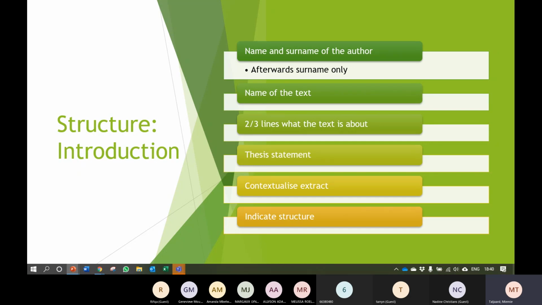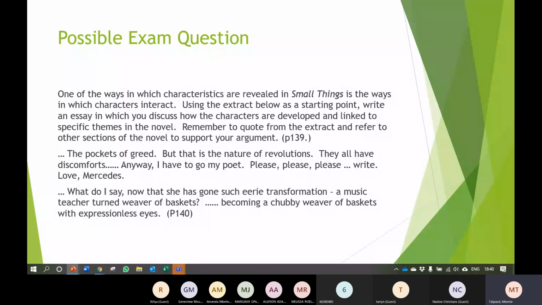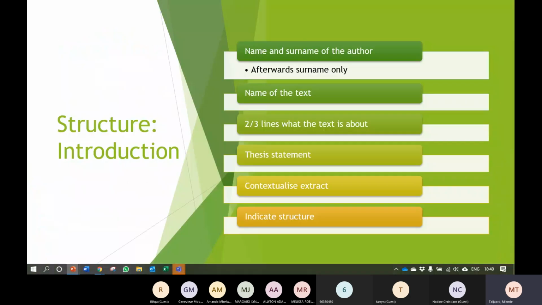Nusimba, I pasted a mock exam question into the chat lines. And this is the structure of the introduction. And I want you to do the first 3 steps in the chat line so that I can help you to get the introduction correctly.